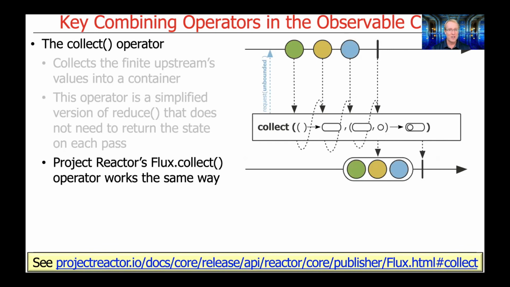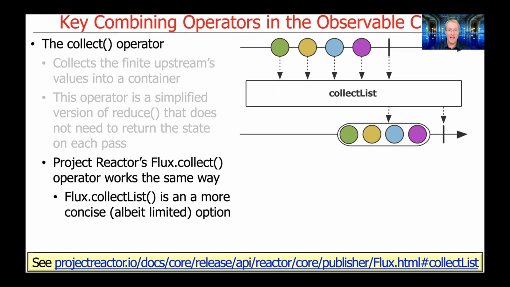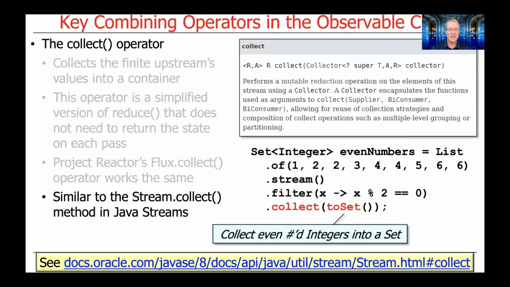Interestingly enough, Project Reactor has a collect operator that works essentially the same way that the one in RxJava's Observable does, and there's also a collectList operator that's also very similar, although it's more limited because it only works with lists, whereas collect can work with other data types as well, like sets or maps and so on. And again, all these things are very similar to the collect method that's defined in Java streams.